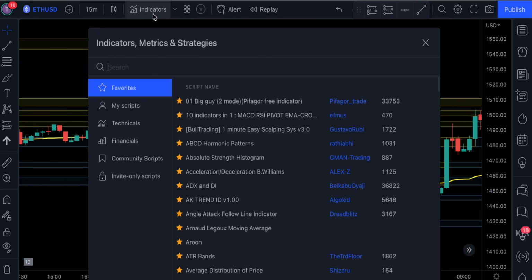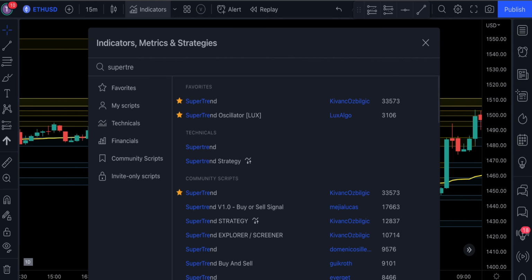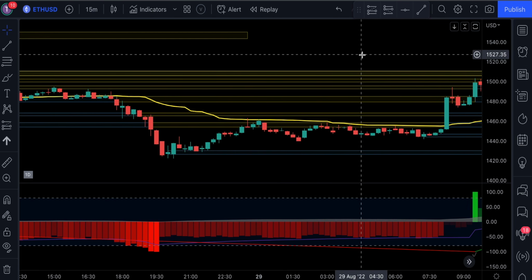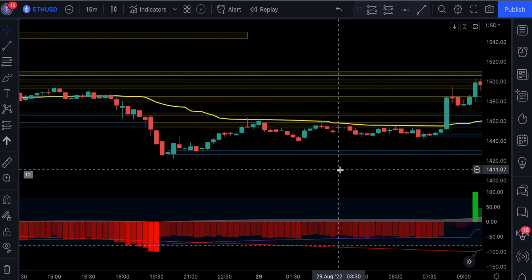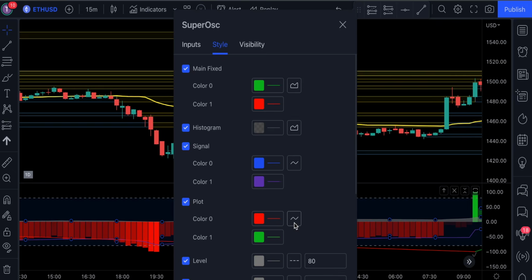And the name of this indicator is Supertrend Oscillator. So Supertrend Oscillator by LuxAlgo. And this tool is absolutely amazing if used correctly. But before we start using it, let's access the settings. And in the start section, let's get rid of some of the things we don't need.